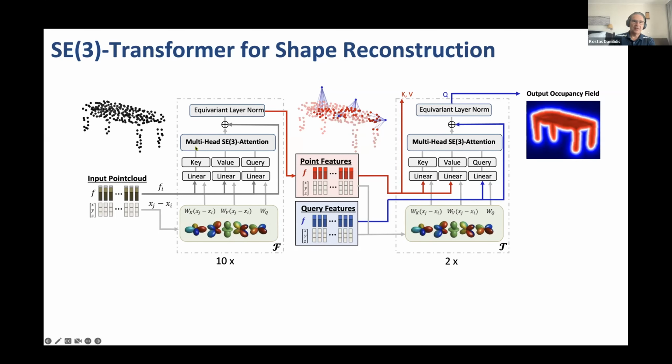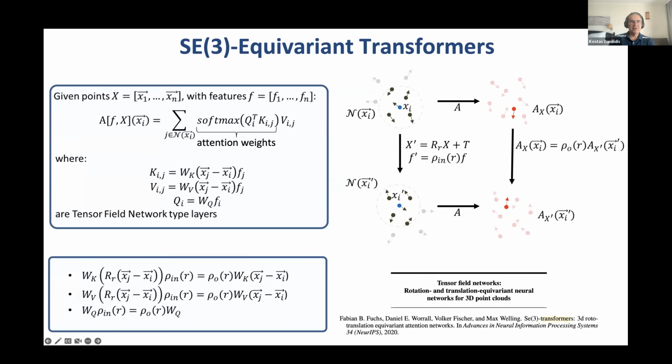So let me go into presenting the encoder and the decoder, and also why they are equivariant. As usual, we have an attention. We have the attention weights being built from the query and the key points. And for those, we compute weights which really depend not on the absolute coordinates, but on the difference between the coordinates, something that was first proposed by Fuchs and others in the SE3 transformers.